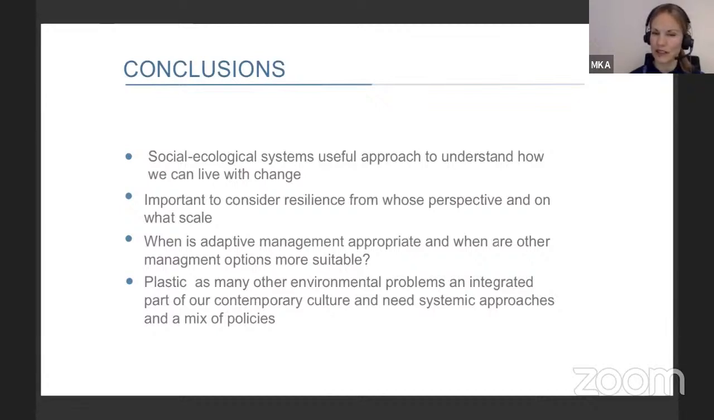And it's also important to consider that adaptive management approaches are suitable for some issues, but when it comes to plastic pollution, others are more suitable. For example, adaptive management might not be the way to go when you think about drafting an international agreement. It might be more appropriate when devising community-based solutions to waste, for example. But plastic, as many other environmental problems, is an integrated part of our contemporary culture. So we need systemic approaches and a mix of policies to accomplish what we want.